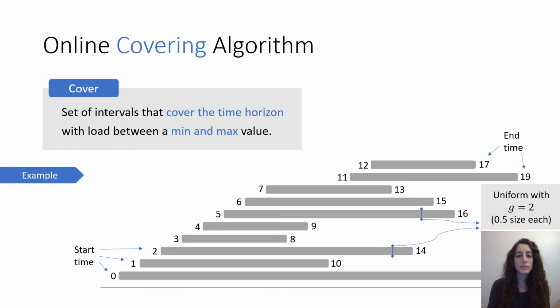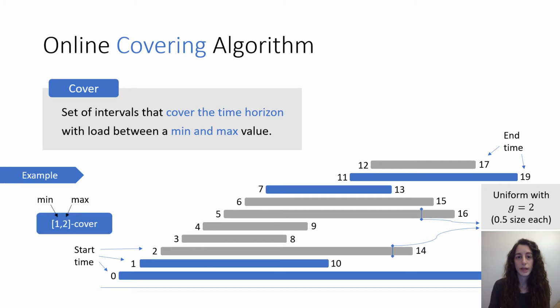A cover is a set of intervals that cover the time horizon with load between a minimum and a maximum value. For example, these two blue intervals cover the horizon, since for every t between 0 to 19, so for the whole horizon, there is at least one active interval in the cover. For the min and the maximum value, consider a 1 to cover. These four blue intervals form a 1 to cover, since the load everywhere is between 1 and 2. So remember here each of them has a width of 0.5. And the only exception is when the total load is actually smaller, so this is still fine.